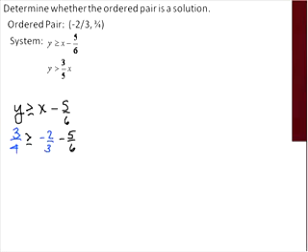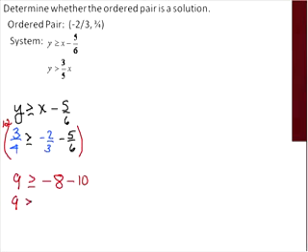So 4, 3, and 6 all have a common multiple of 12. So I'm going to multiply everything by 12 over 1. So 12 times 3/4 will give me 9. 12 times negative 2/3 will give me negative 8. And 12 times negative 5/6 will give me negative 10. So I have, is 9 greater than or equal to negative 18? That's a true statement. So I know that the ordered pair works in the first inequality.